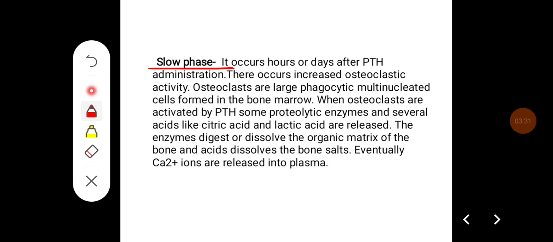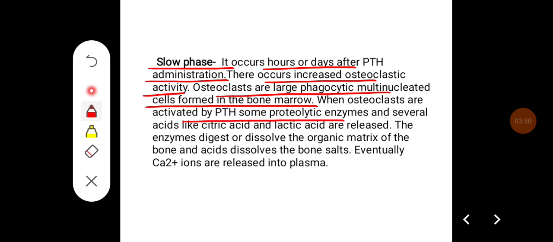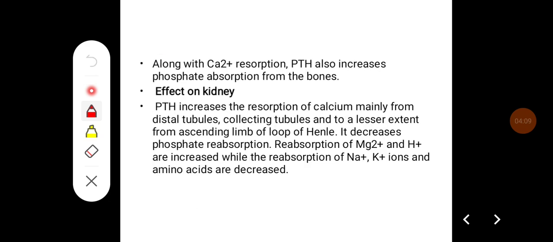In slow phase, which occurs in hours or days after parathormone administration, there occurs increased osteoclastic activity. Osteoclasts are large phagocytic multinucleated cells formed in the bone marrow. When osteoclasts are activated by parathormone, some proteolytic enzymes and several acids like citric acid and lactic acid are released. The enzymes digest or dissolve the organic matrix of the bone, and acid dissolves the bone salts. Eventually, the calcium ions are released into plasma. Along with calcium absorption, parathormone also increases phosphate reabsorption from the bones.